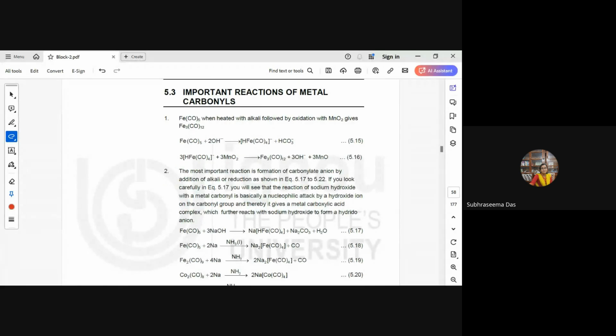So now, some of the important reactions of metal carbonyls. In equations 5.15 and 5.16, when Fe(CO)5 is heated with alkali, oxidation occurs, followed by oxidation with MnO2, and these products are formed. The most important reaction is the formation of the carbonylate anion by the addition of alkali, or reduction, as shown here.